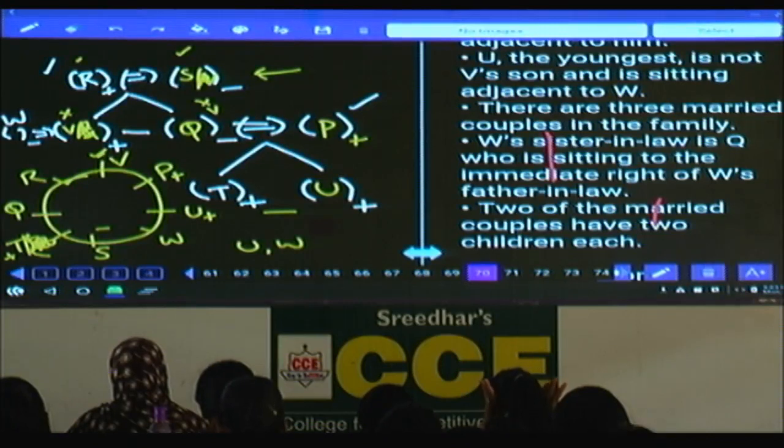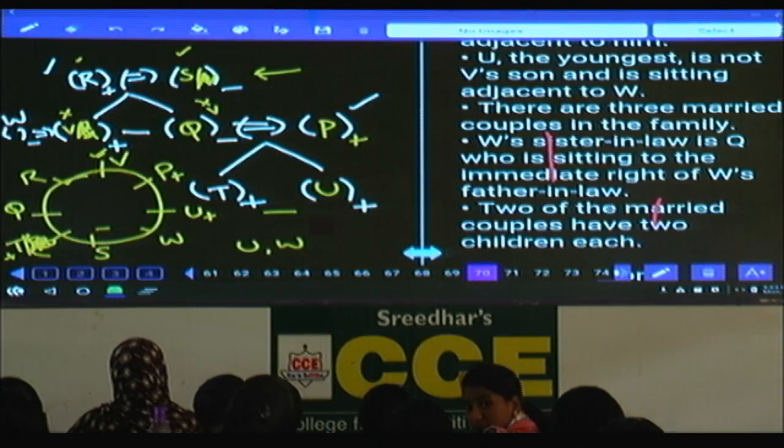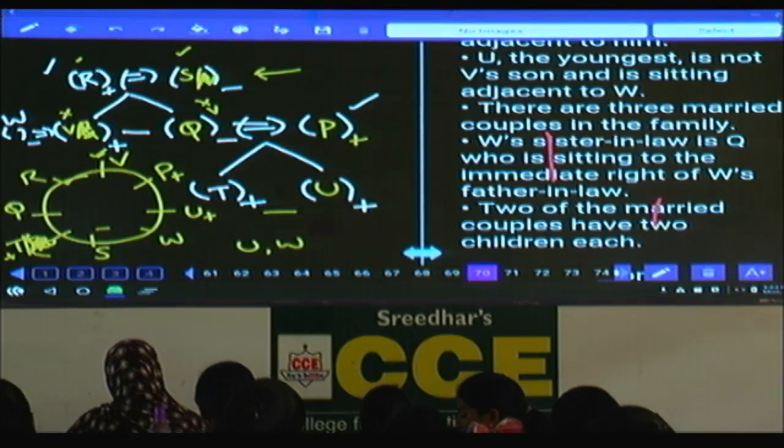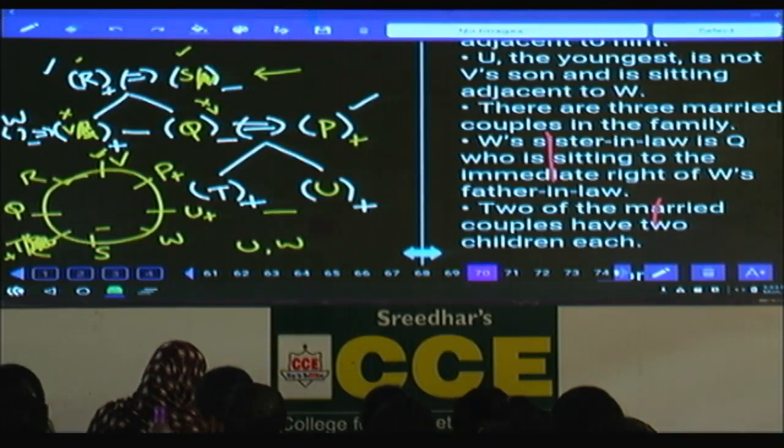Now this person is immediate right of this one. W's sister-in-law is Q. Q is to the immediate right of R. And 2 of the married couples have 2 children each. Now this is about question number 69 to 73.